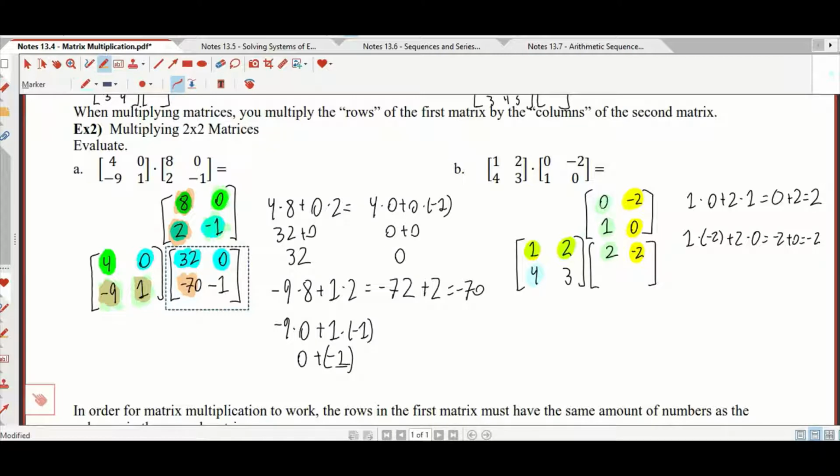4 times 0 plus 3 times 1 is going to give me that right there. For second row, first column, 4 times 0 plus 1 times 3, which is 0 plus 3, which is 3. Whoop.